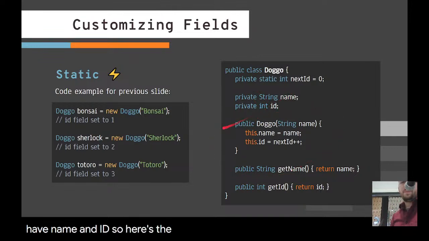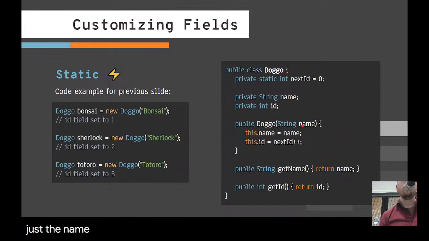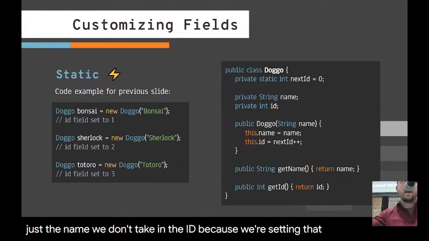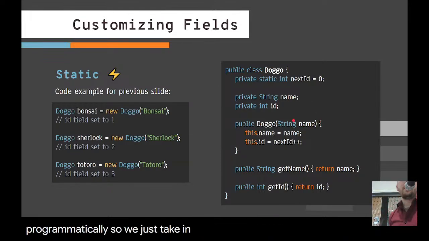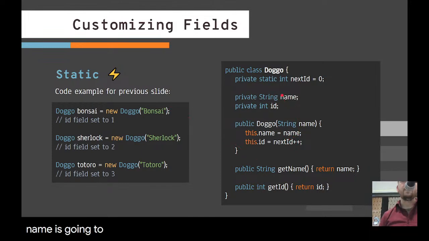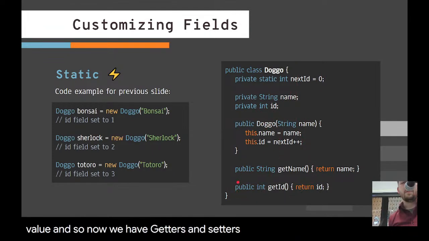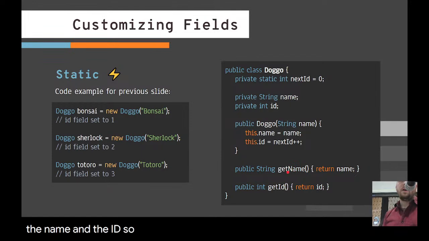So here's the constructor. With the constructor, we take in just the name. We don't take in the ID because we're setting that programmatically. So we just take in the doggo's name, and we set the instance field name according to whatever is passed in. So if we pass in Bonsai, name is going to be Bonsai. And then we set the ID to this incrementing nextID value. Now we have getters and setters, well, in this case, just getters for the name and the ID. So someone could get the name or ID, pretty standard.